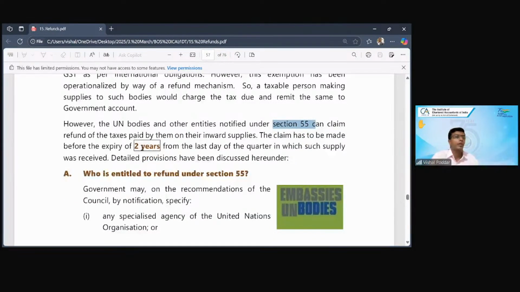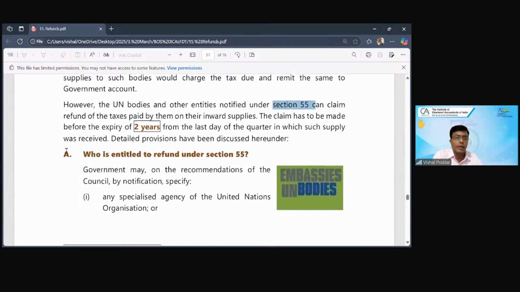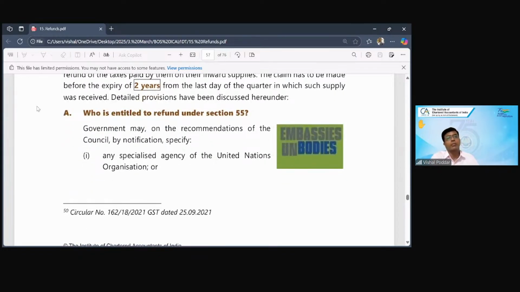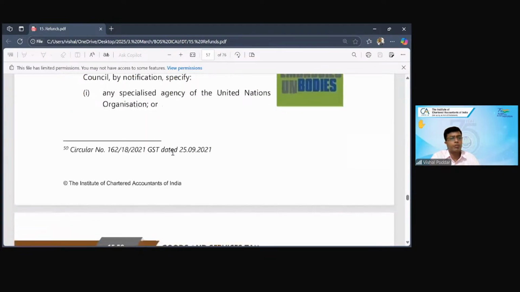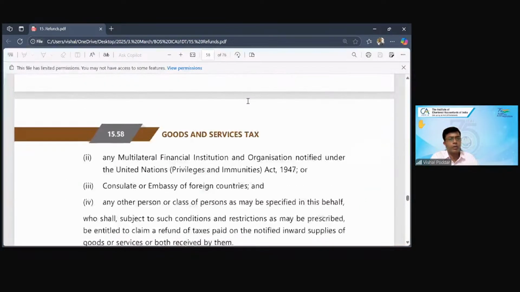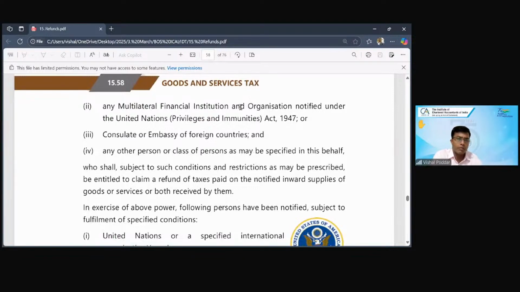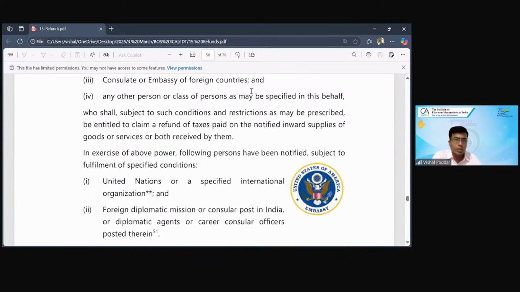Again, they have to make an application for the refund within 2 years from the last day of the quarter in which such supply was received. So once you make purchases, after the end of that quarter, within 2 years, you have to make the application for refund. Who is entitled to refund? The entitlement to refund is that the government will, on recommendation, specify any specialized agency of the United Nations or any multilateral financial organization or any consulate or embassy or other persons who are notified.